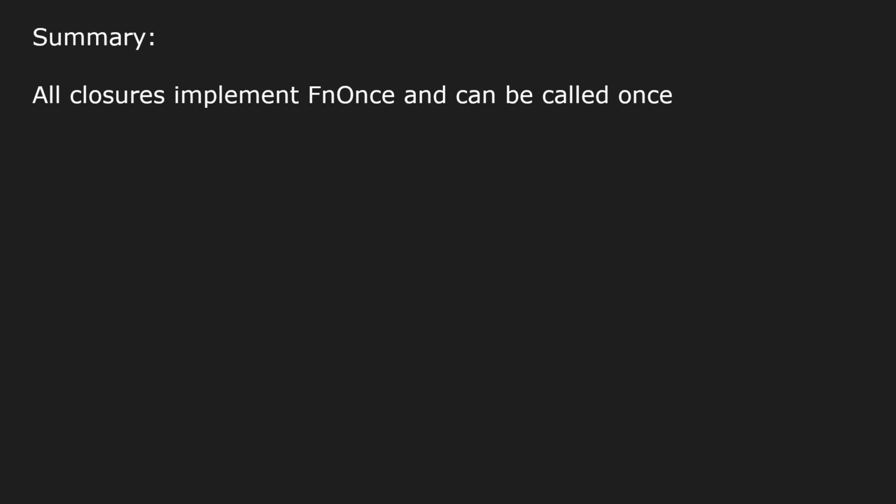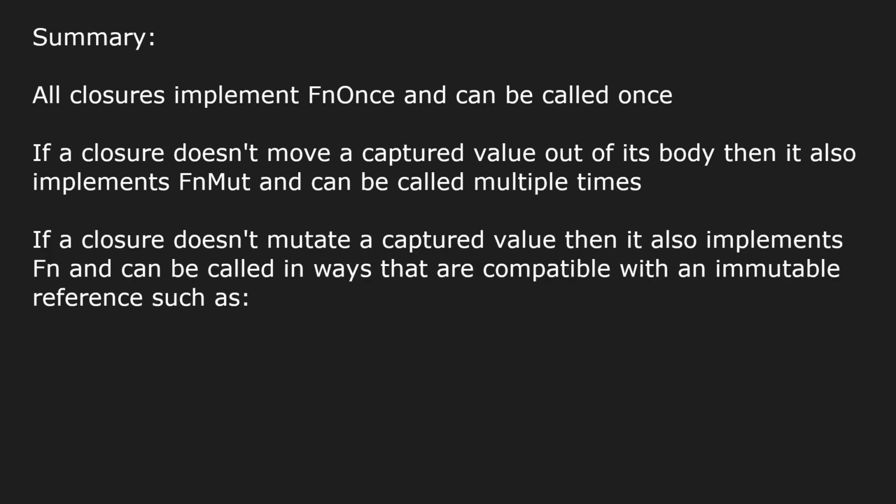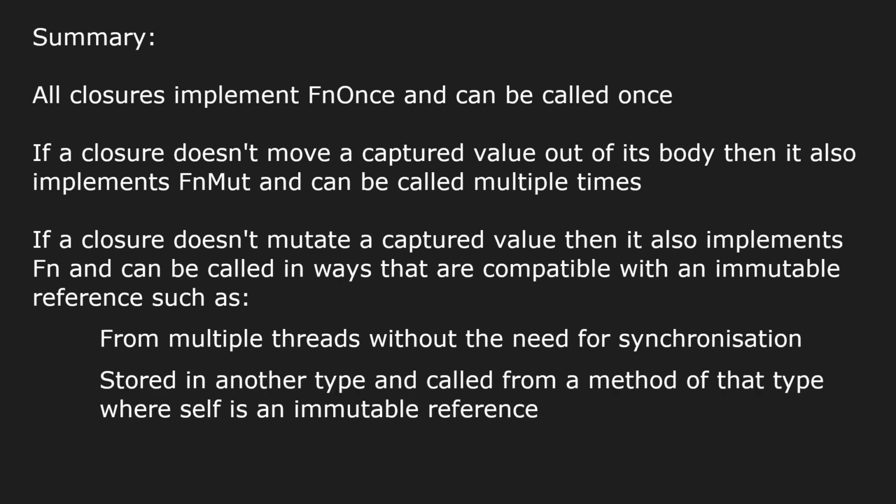To summarize this, all closures implement FnOnce and can be called once. Additionally, if a closure doesn't move a captured value out of its body, then it also implements FnMut and can be called multiple times. And in addition to that, if a closure doesn't mutate a captured value, then it also implements Fn and can be called in ways that are compatible with an immutable reference, such as from multiple threads without the need for synchronization, or stored in another type and called from a method of that type where self is an immutable reference. So each additional Fn trait implemented on a closure increases the number of ways that it can be used.